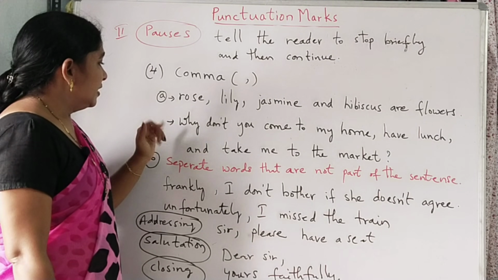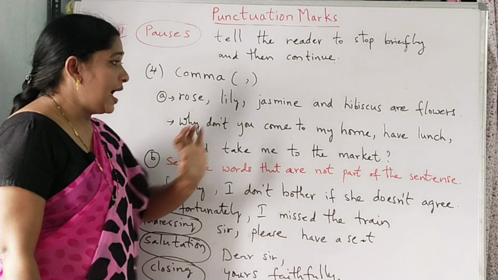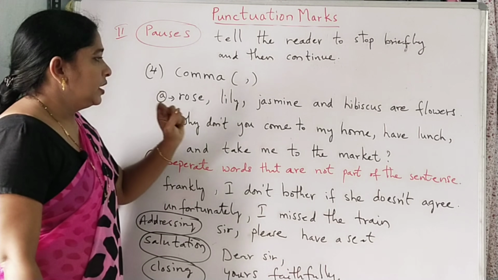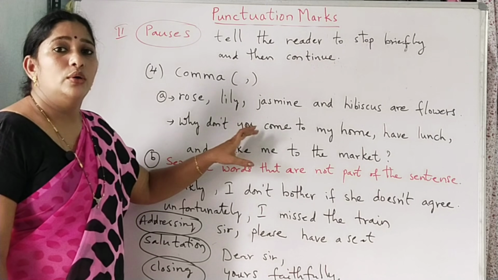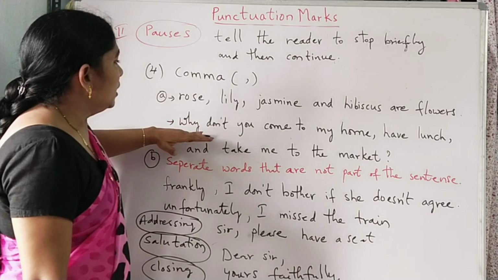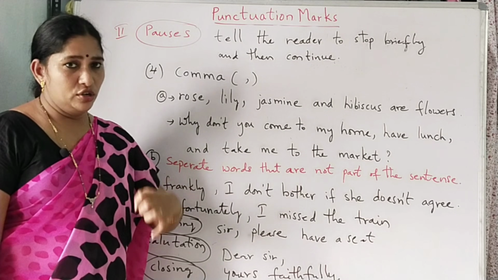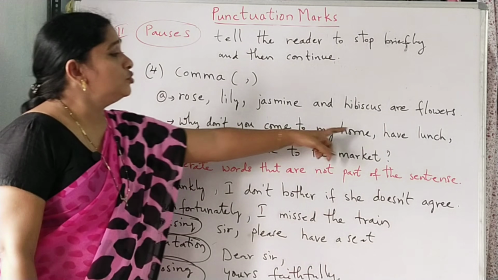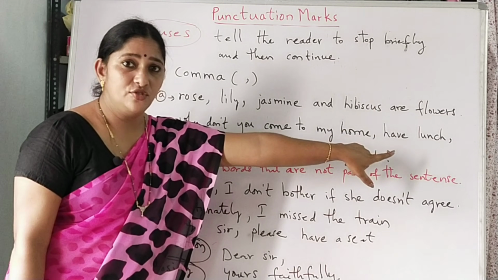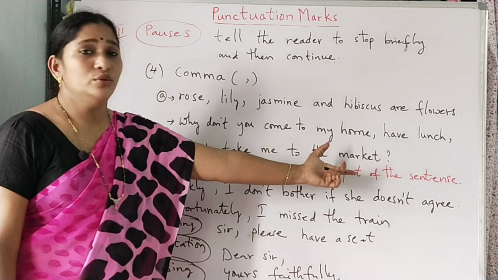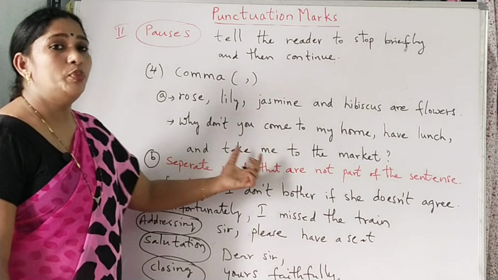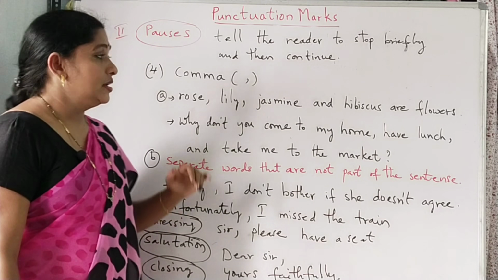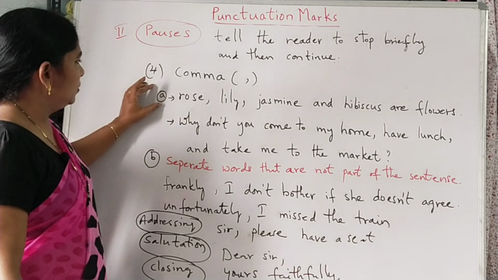And see the second sentence here. Why don't you come to my home, have lunch and take me to the market? Here if you observe this sentence, I have written verb phrases. Now you see, why don't you come to my home? The question is why don't you come to my home, have lunch and take me to the market. So it's a group of words, and after every group of words I have given the comma there. This is another type. These two come under only one category.